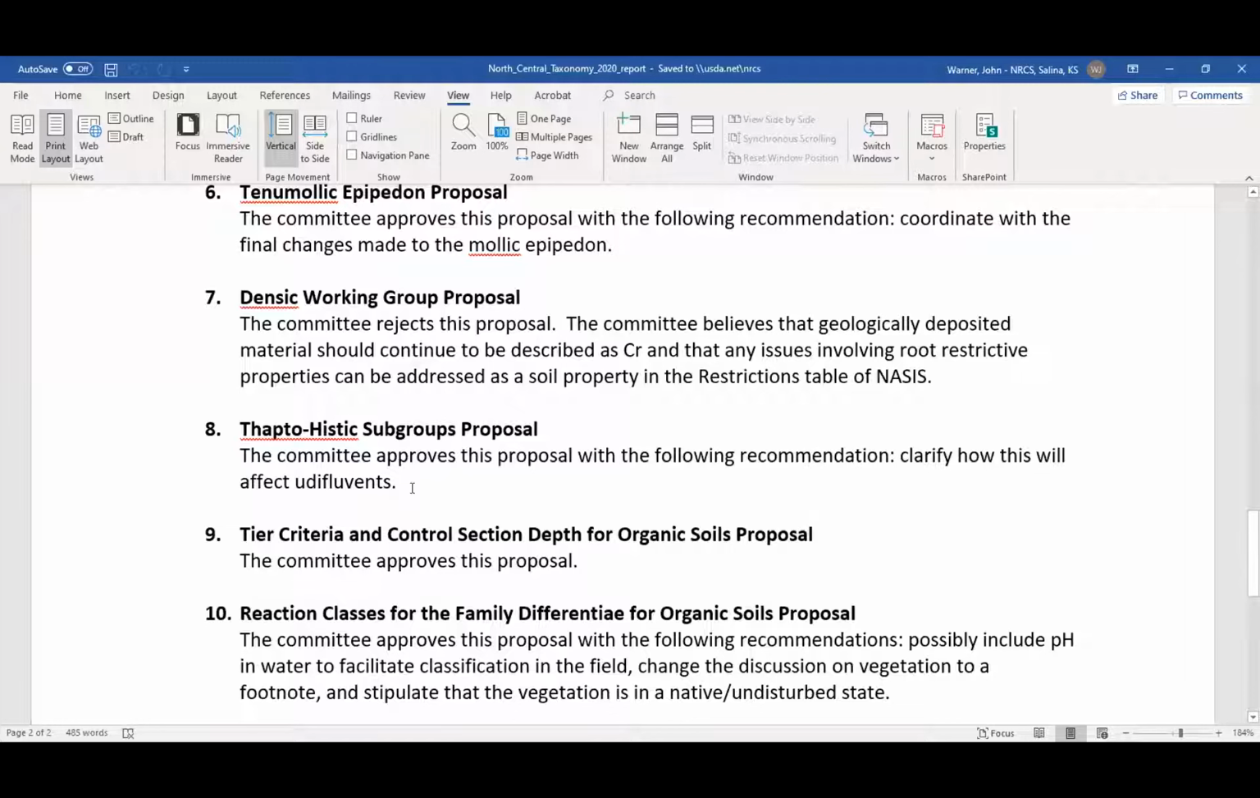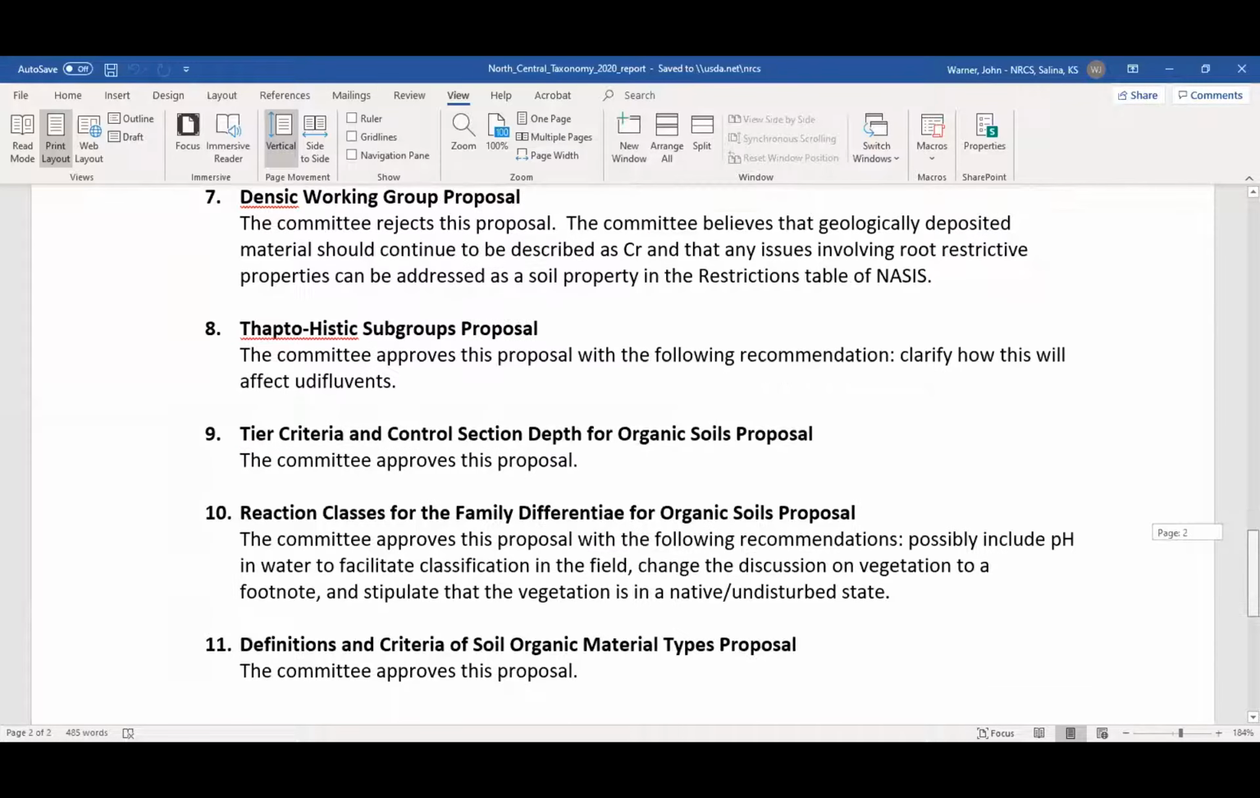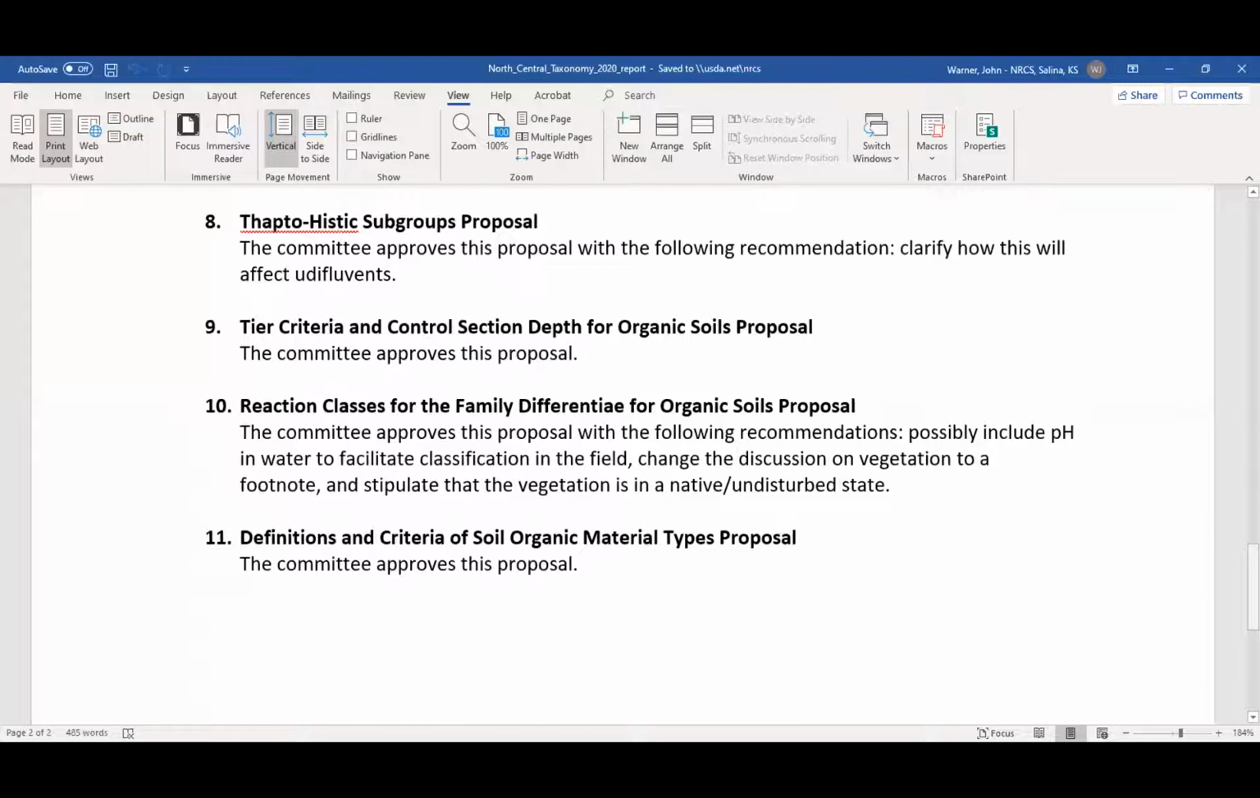Clarify how this will affect udifluvents. So I think it's, again, a pretty good proposal, but there just needs to be a little bit of work done on the udifluvents, and then we can move on. The next three are all to deal with the organic materials, tier criteria and control section depth for organic soils.